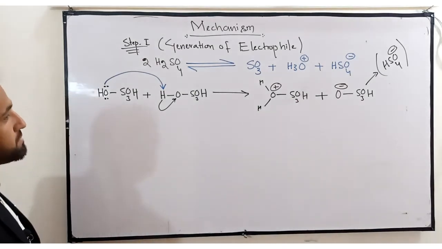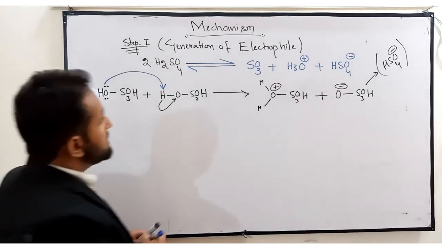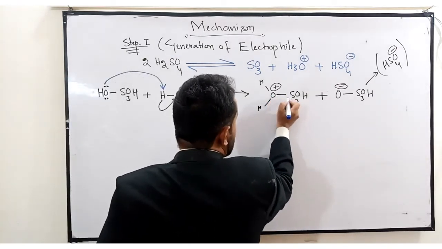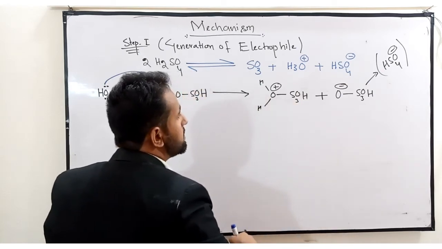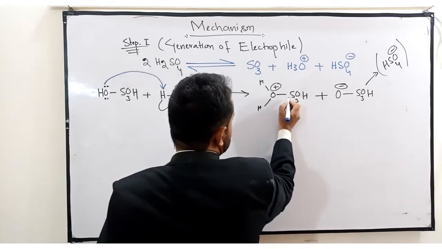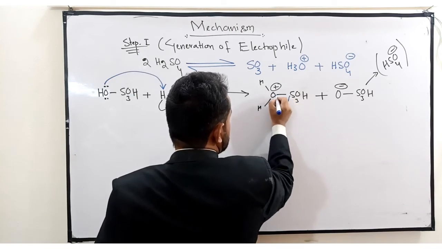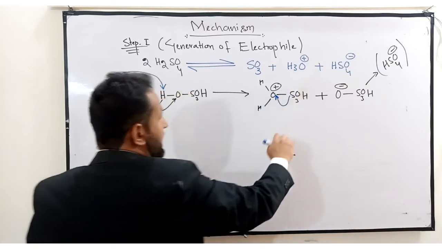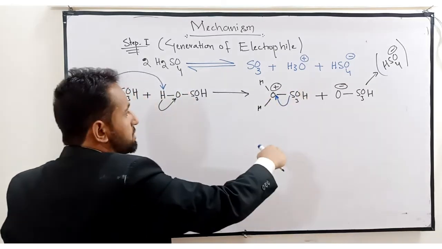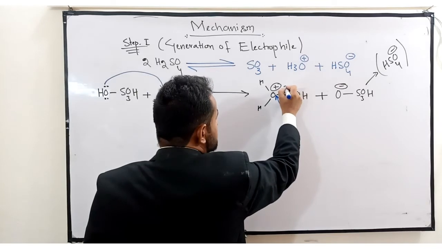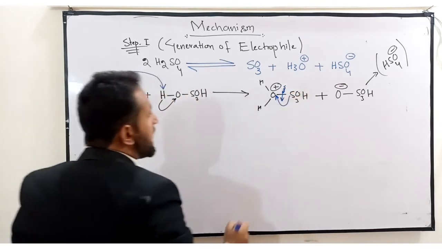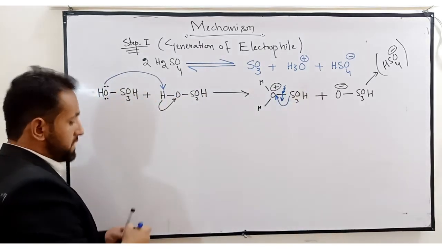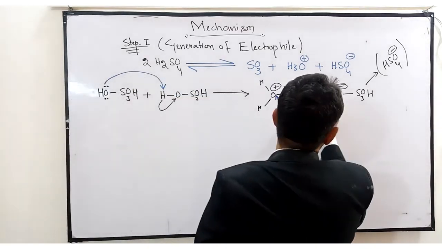Now what will happen? Now this oxygen atom will basically attract its electrons from the sulfur atom. Understand? When this positive oxygen atom attracts electrons from the sulfur atom, then from this part the bond will be broken and there will come a positive charge on the sulfur atom. The case will be like this.